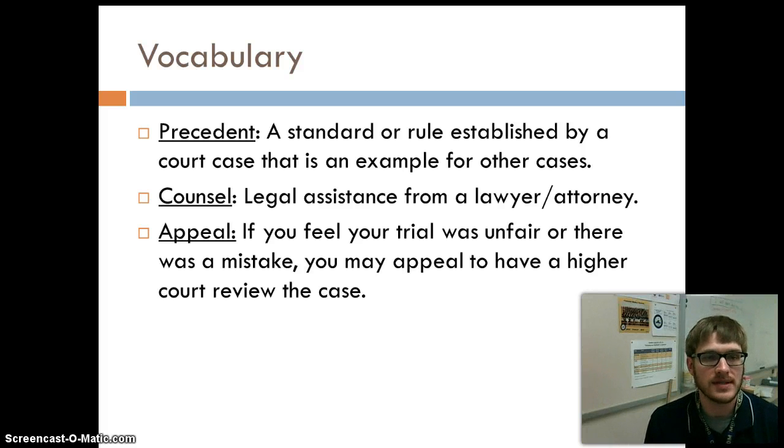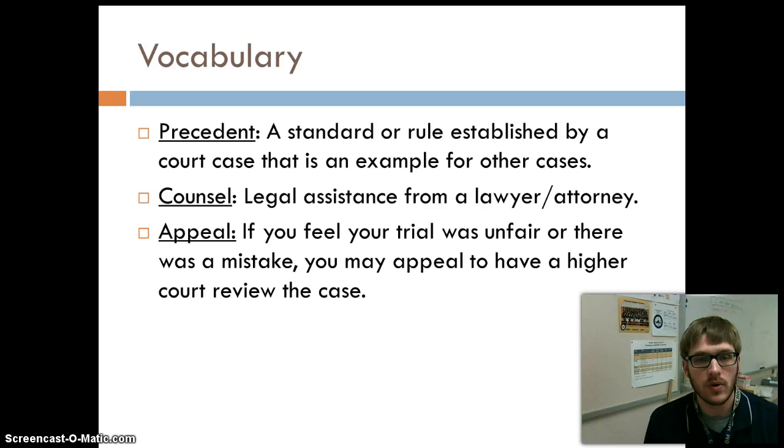First, we have precedent, a standard or rule established by a court case that is an example for other cases. You should see a space on your paper where it says precedent. Just write in the definition next to it. Next, counsel. That means legal assistance or advice from a lawyer or an attorney.